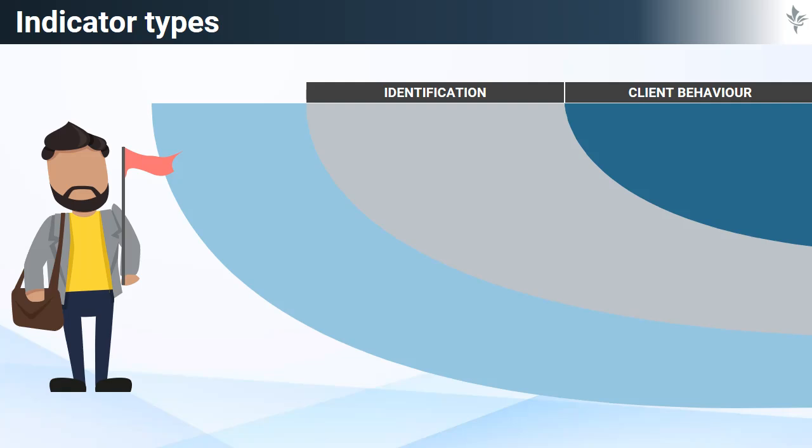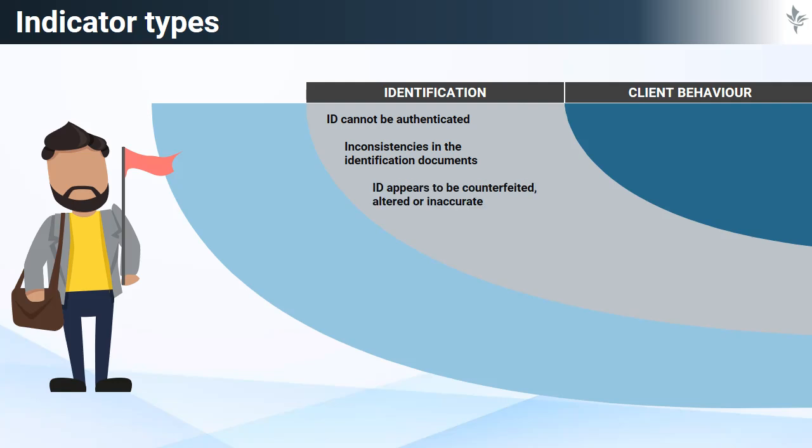For example, you may become suspicious when the ID presented by the borrower or guarantor cannot be authenticated. There are inconsistencies in the identification documents or information provided by the borrower, such as name, address, date of birth, or phone number. The borrower provides seemingly false information or identification that appears to be counterfeited, altered, or inaccurate. The borrower displays a pattern of name variations from one transaction to another or uses aliases. The borrower provides only a non-civic address or disguises a post office box as a civic address for the purpose of concealing their physical residence.